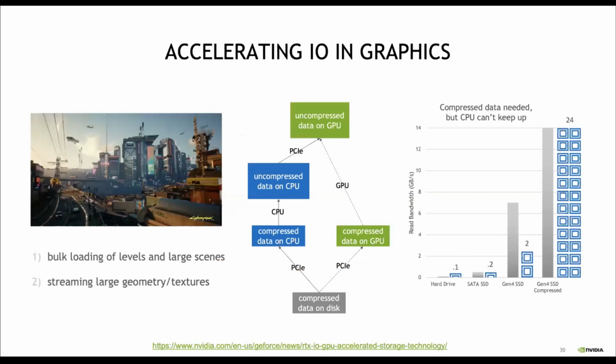The last use case I want to highlight is in graphics. Today's games are getting more sophisticated. You have large scenes with lots of textures, geometry, all kinds of streaming, and bulk loading of these large scenes as well. Because of that, many modern games store all the assets in compressed format. Then if you need to render a scene with some geometry and texture, you need to send this data over to the GPU, and you need to decompress it.